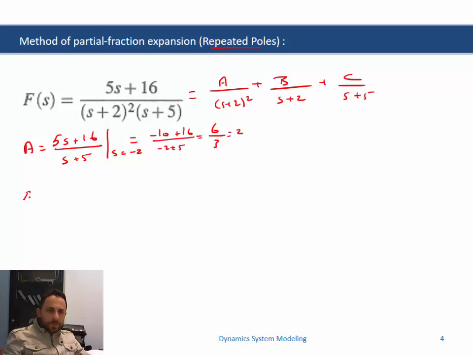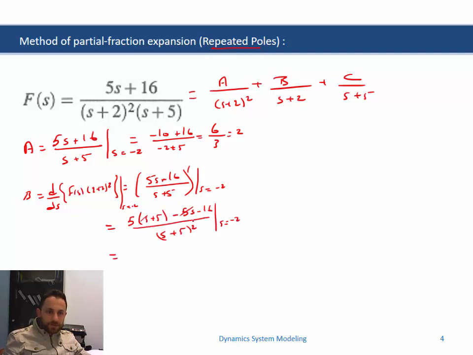Great. And B, it is derived from this part, right? So we can derive directly this term. So it is actually d by ds of F of s multiplied by s plus 2 squared. So it is the derivative of this term, 5s plus 16 over s plus 5, the derivative, solved at s equals -2, it is 5.